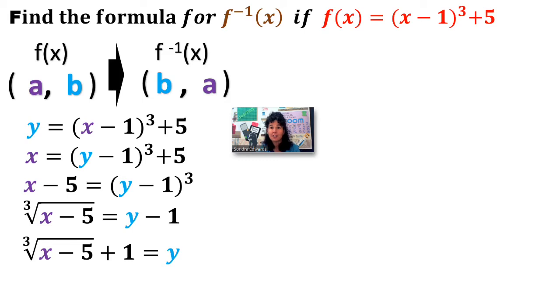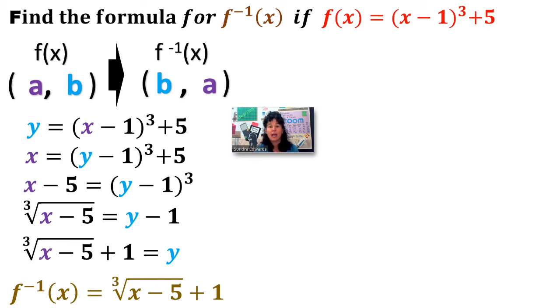We now have the equation of f inverse of x, but we should have a little bit better notation, just like our original was f of x equals. This y is f inverse of x, so the final equation for the inverse function is f inverse of x is equal to the cube root of x minus 5, plus 1.